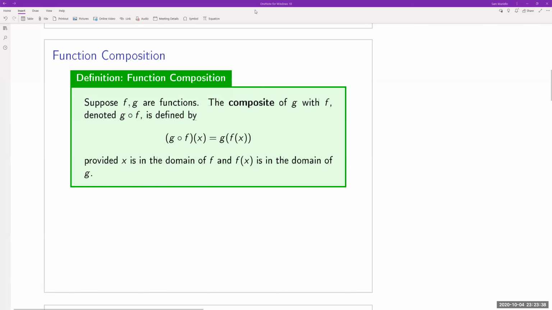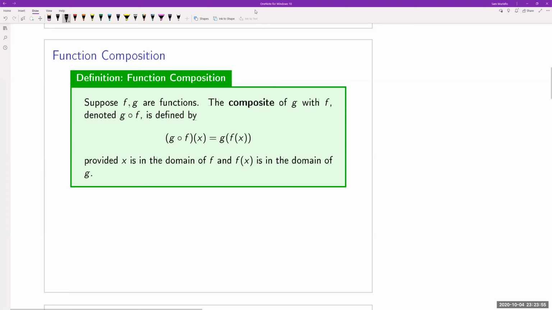Okay, welcome back. Today, we're going to start chapter 5. We're going to take a look at function composition. The idea of function composition is that we want a way to combine functions. In this case, we're going to be plugging functions into other functions.